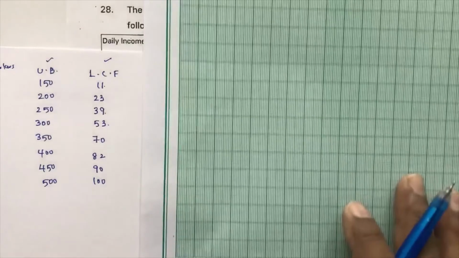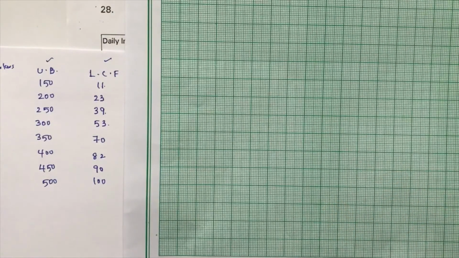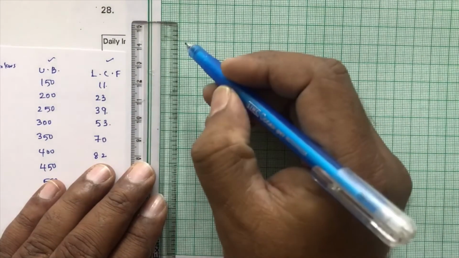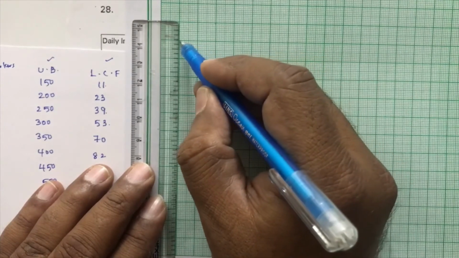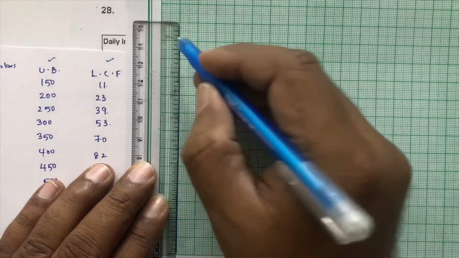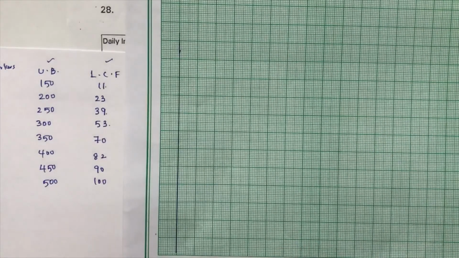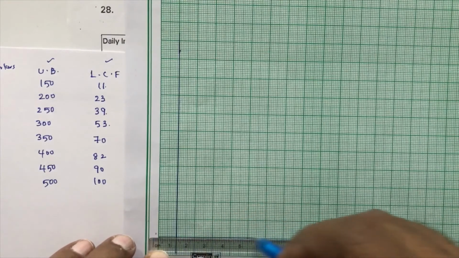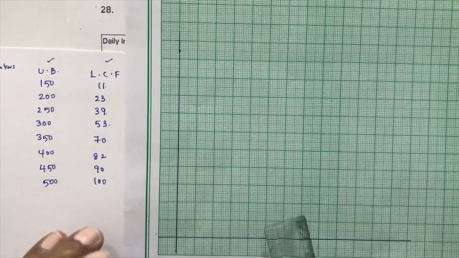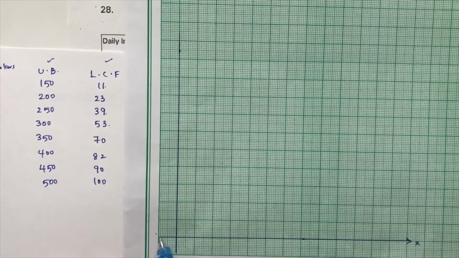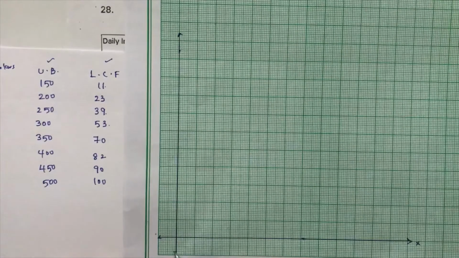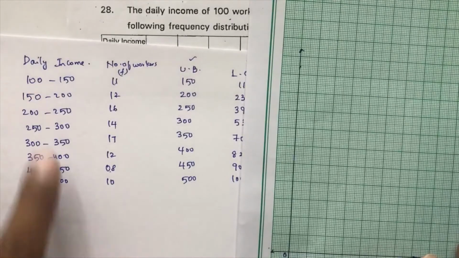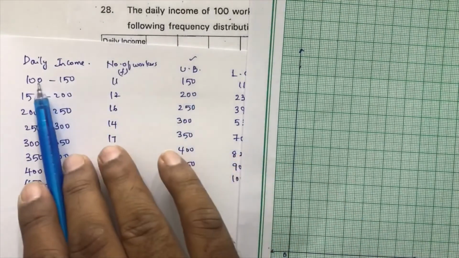I'll take this graph paper. I'm doing it with a pen, but you have to do it compulsorily with a pencil only. Now on the x-axis, the first value starts from 100, so you can start from 100. Otherwise you can take 150 also, but okay, you can start from 100.